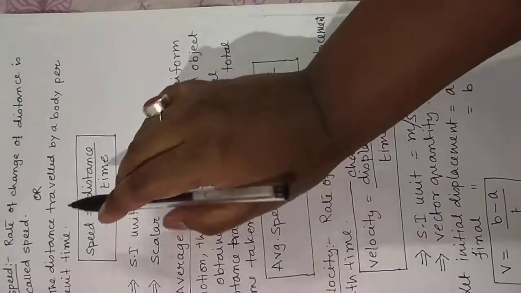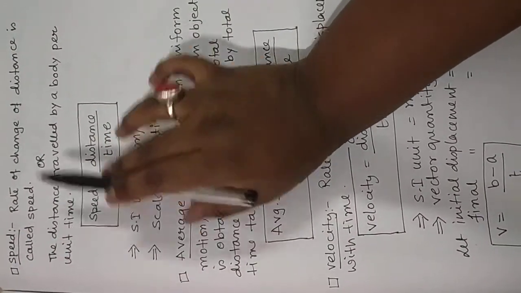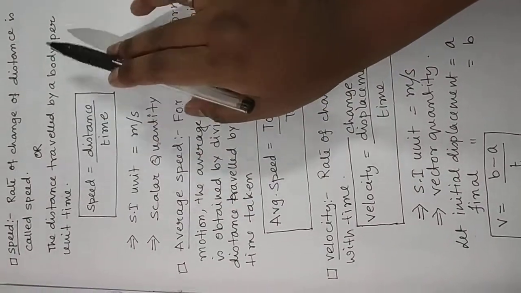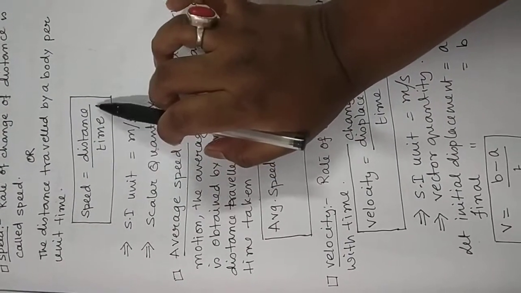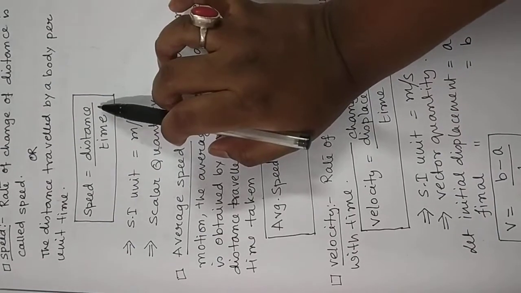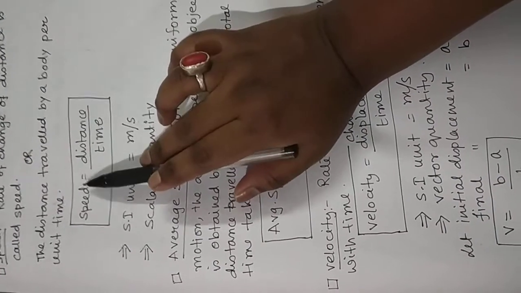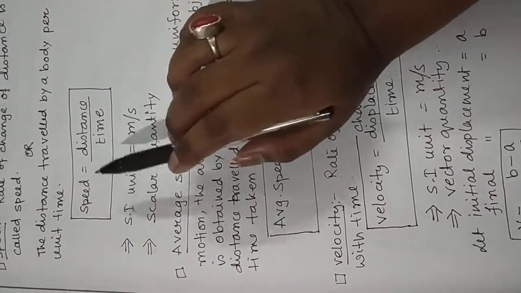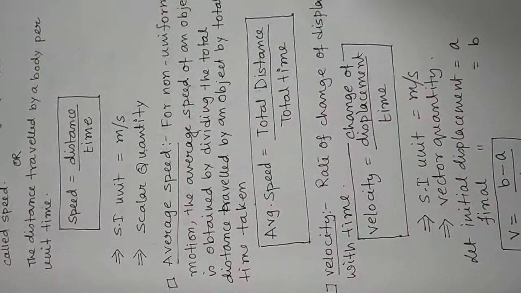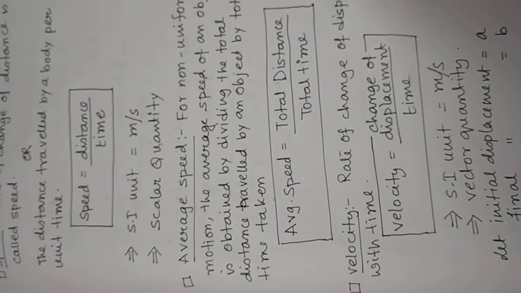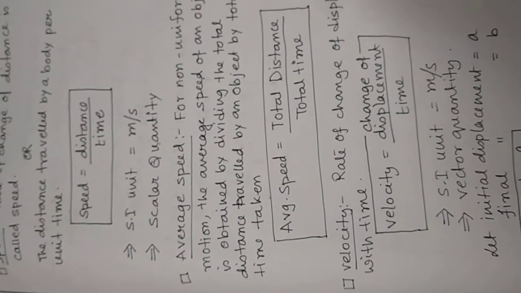So speed is the rate of change of distance, or the distance traveled by a body per unit time. So the total distance by the total time taken by any body to travel is called the speed. The formula for speed is distance by time. The SI unit is meter per second and it is a scalar quantity. Scalar quantity means it doesn't have any direction, or direction is not necessary.